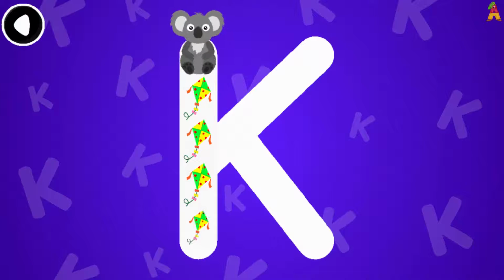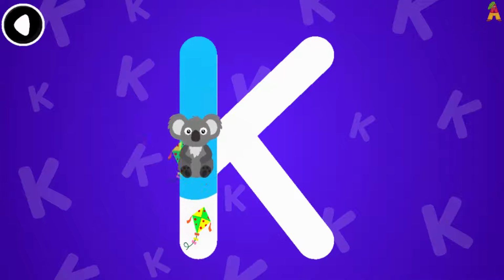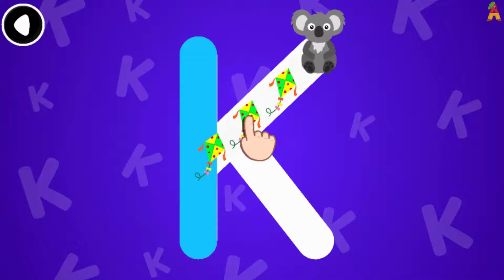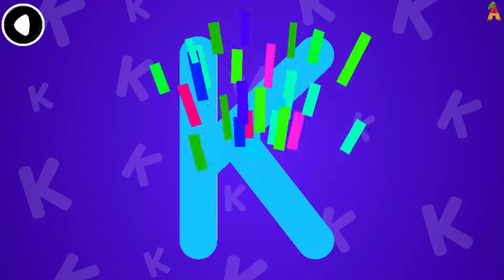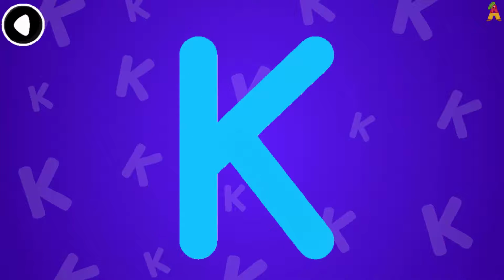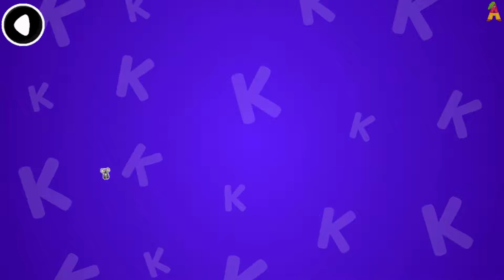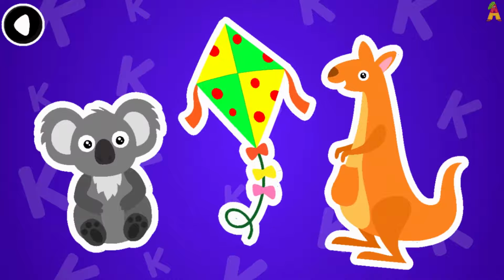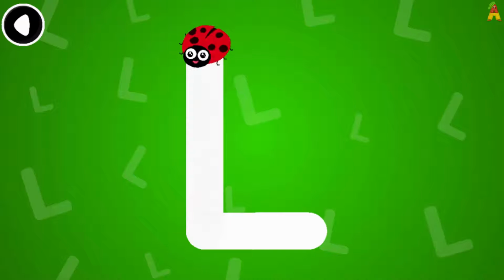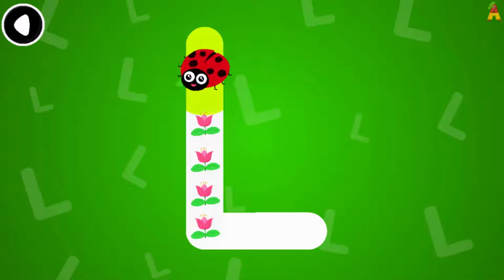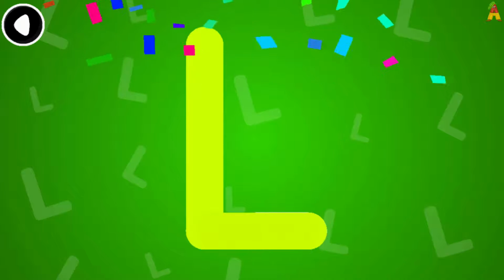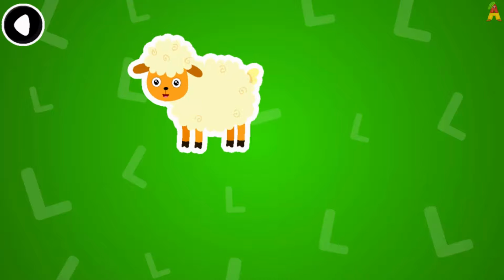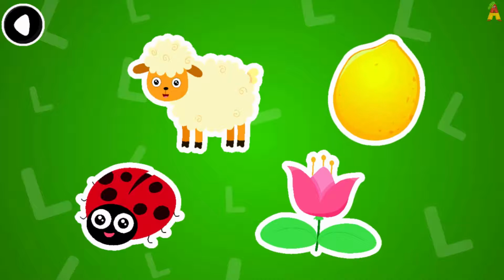This is the letter K. K is for koala, kangaroo, kite. This is the letter L. L is for lamb, ladybug, lotus, lemon.